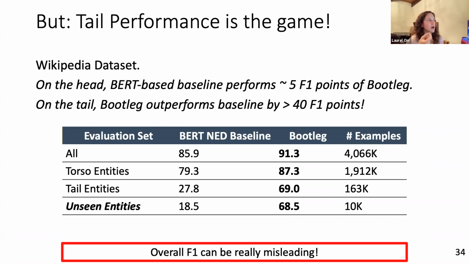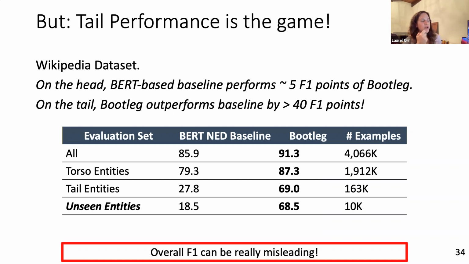Here we're comparing Bootleg on a Wikipedia data set to a simple language model based baseline. You can see that over all entities, we're about 5 points away. And I'm going to be very honest, we didn't really tune either of these models, so I'm sure with some extra tuning we could have increased the performance and closed that gap even more. 5 points isn't a lot in my mind. It's really over the tail and the unseen entities that you see a dramatic change in performance, where Bootleg is 40 points or more higher on these unseen entities. And this is something that you can't recover from tuning.